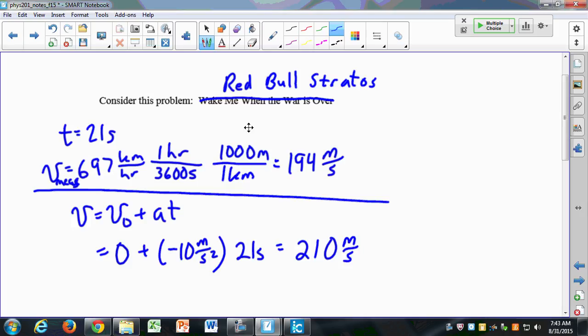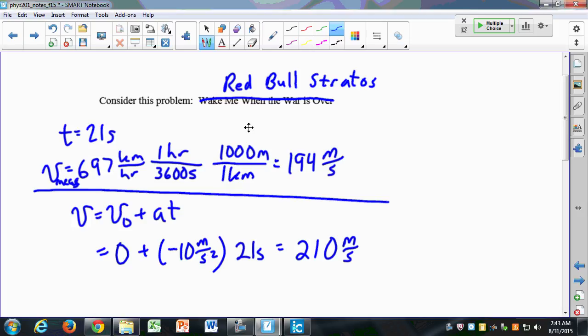So we see a difference in these two values, right? This was as measured, and this is our theoretical value that we calculate just based on the time that he's in air and the acceleration. Why are these two different? There are a couple of reasons. Why is the measured one actually slower?